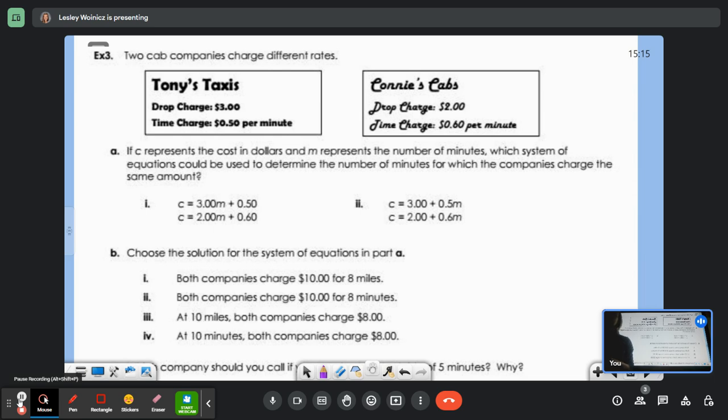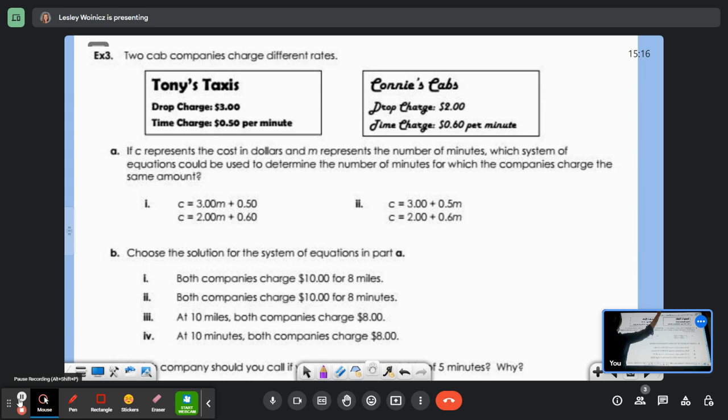The drop charge is how much it costs to get your butt in the back seat. So before you even go anywhere, that's just getting your butt in the seat. What about staying on it? Then they're going to kick you out of the cab. So that's like the starting fee.